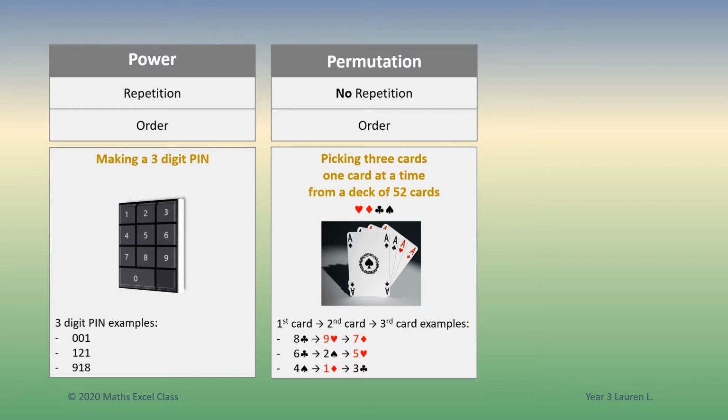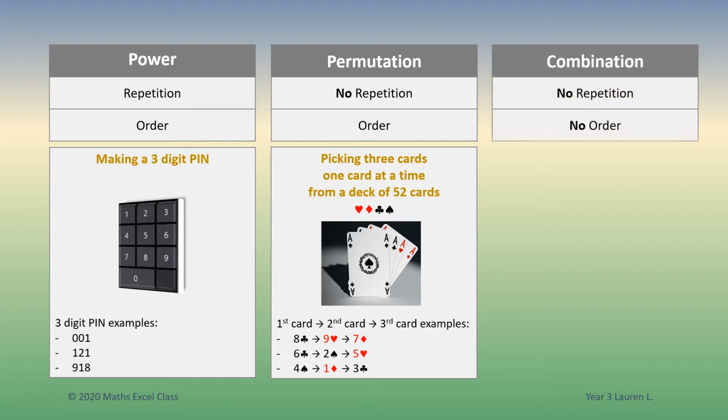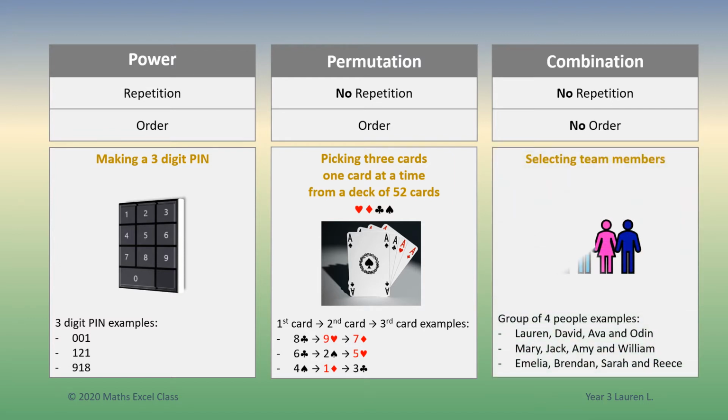Now, for combination, you can't repeat and order doesn't matter. This could be used by selecting team members. So I could have in my team Lauren, David, Ava, and Odin. But no matter what, even if I selected them like Odin, Ava, David, and Lauren, there would still be the same 4 people in the team. The other 2 examples are shown below.